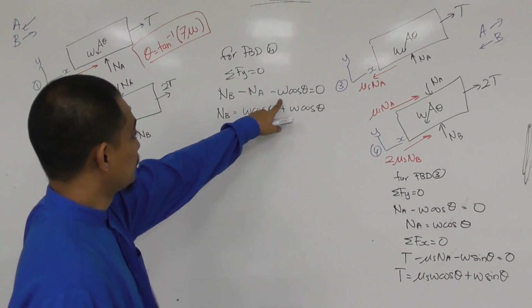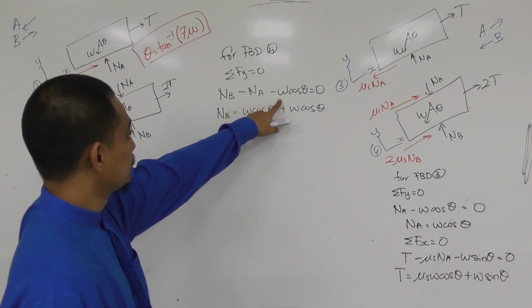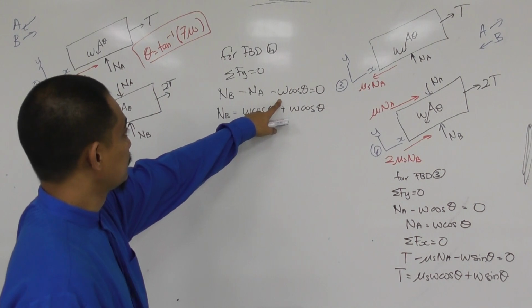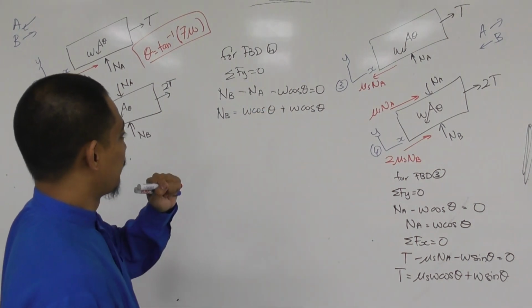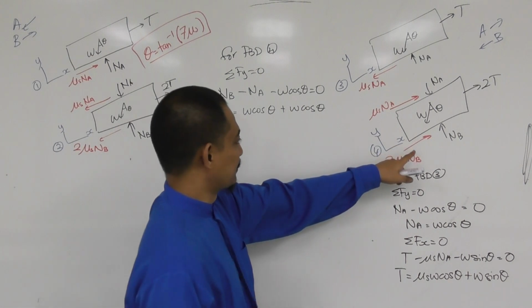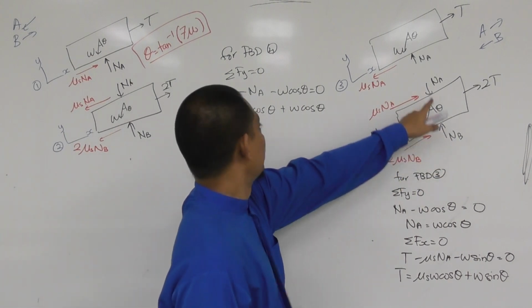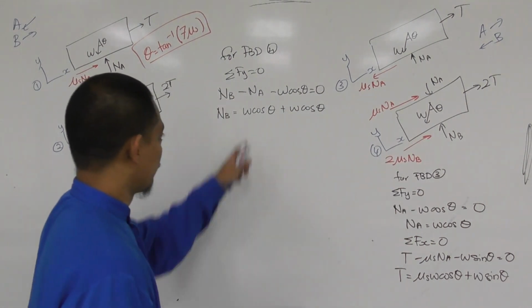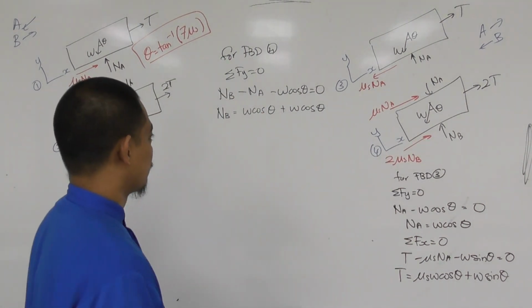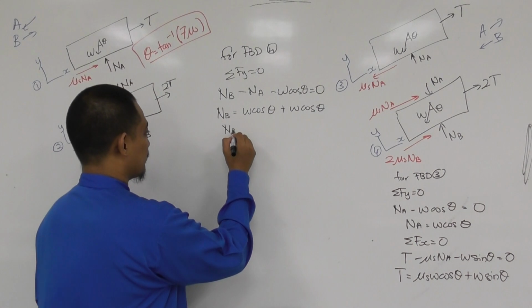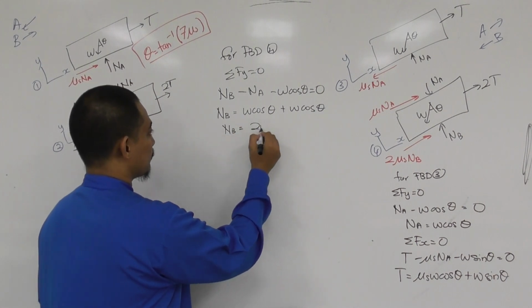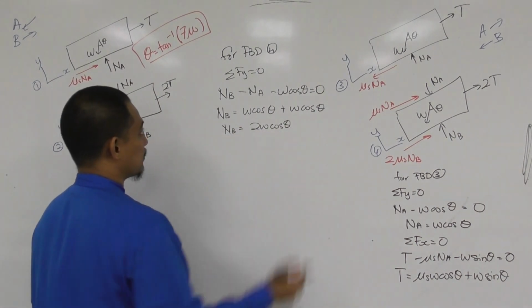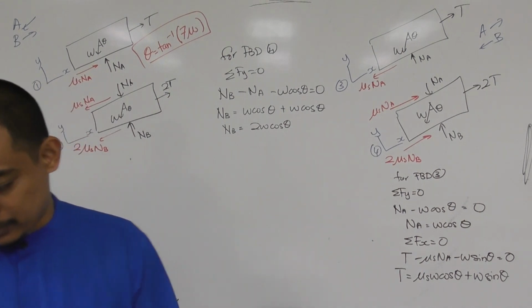And this one is W cos theta also. Which block am I using? Okay, this one is here, right? Because I'm confused already. So NB minus NA minus W cos theta. That's correct. So NA is also W cos theta. So in this case, NB becomes 2W cos theta. Is this correct? Is this accurate?